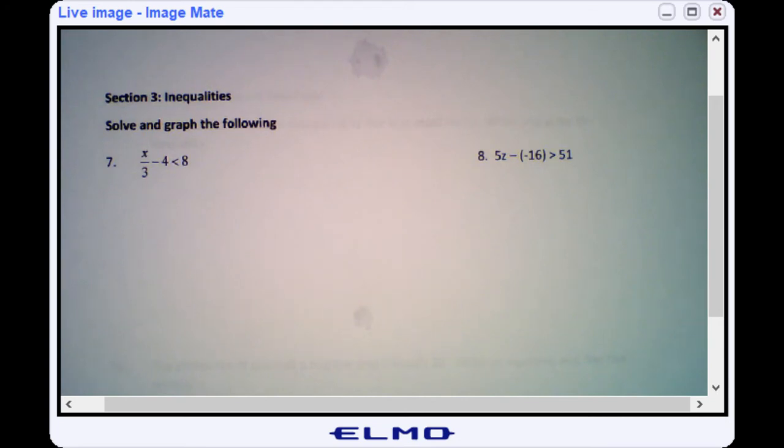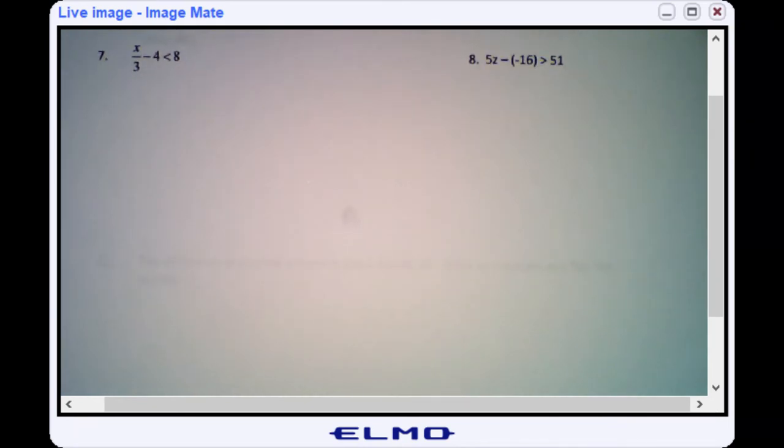So we're going to talk about two-step inequalities. We're going to solve and graph the following. So for problem 7, we've got x divided by 3 minus 4 is less than 8. So we need to get x by itself.